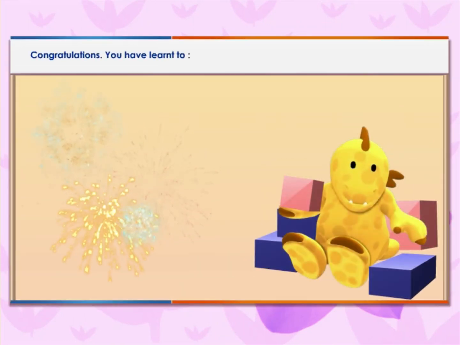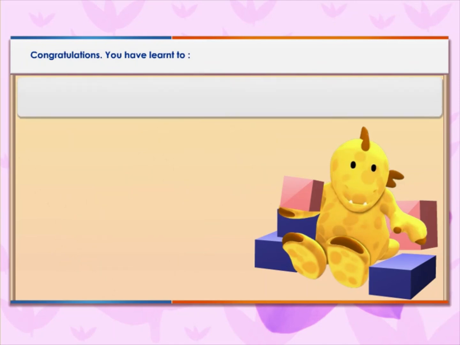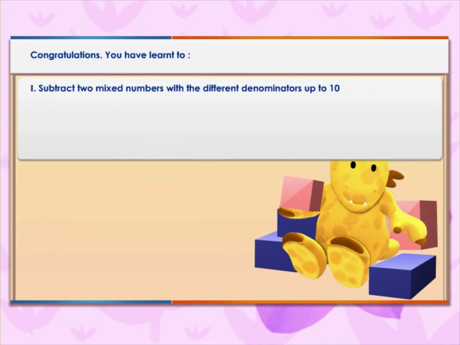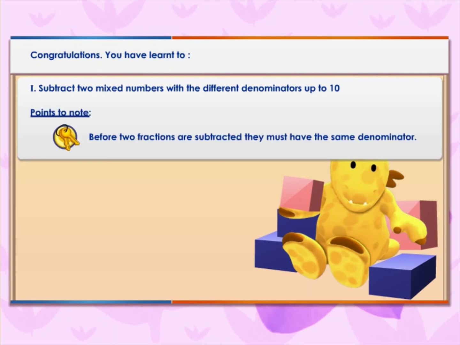Congratulations! You have learned to subtract two mixed numbers with different denominators up to 10. Note that before two fractions are subtracted, they must have the same denominator.